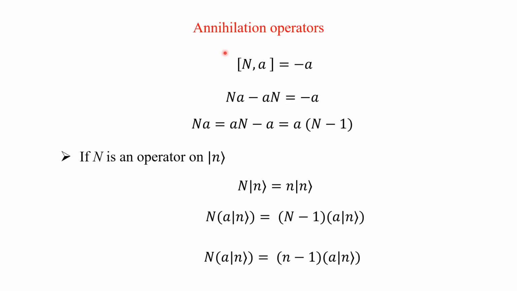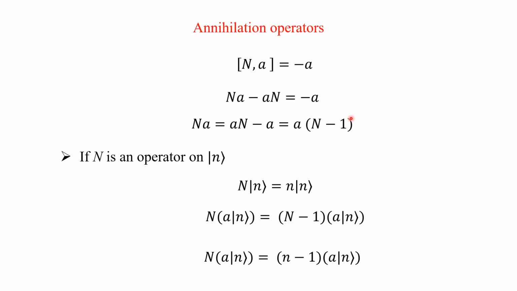Now we will see about the annihilation operator. Just 2 minutes back, we have seen the commutation relation between the number operator and the annihilation operator, which is equal to minus a. If N commutes with a, you will get Na minus aN. As usual, you take the second term to the right hand side, you will get aN minus a, which is equal to, you can take a outside, which will become a times capital N minus 1.